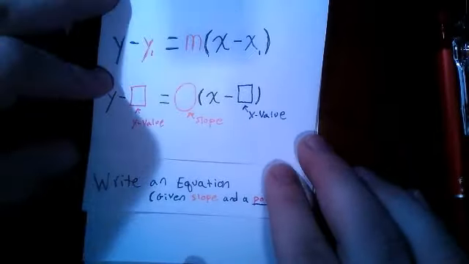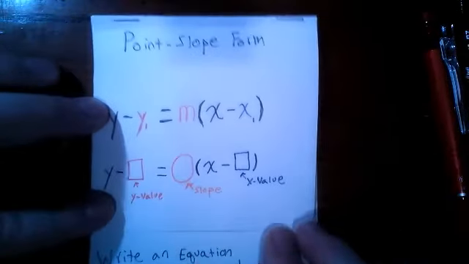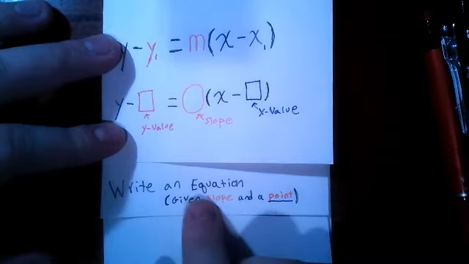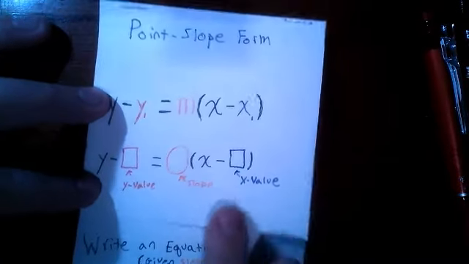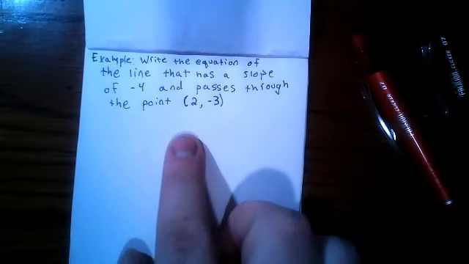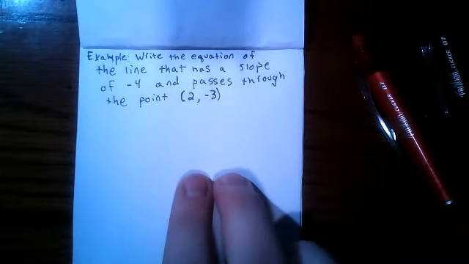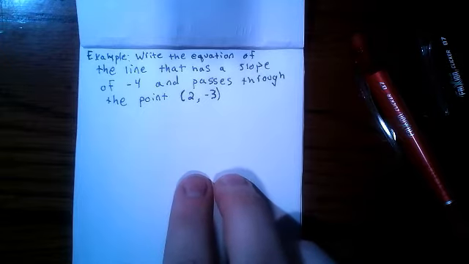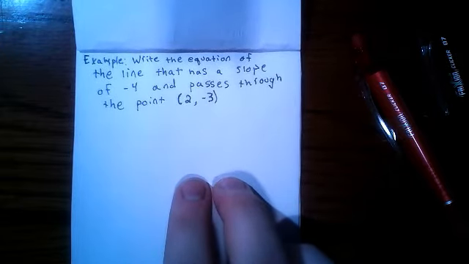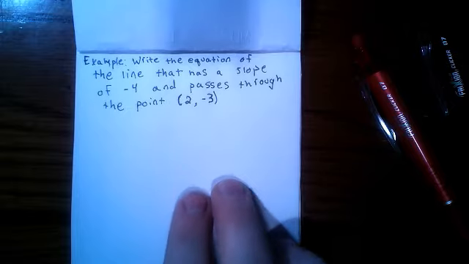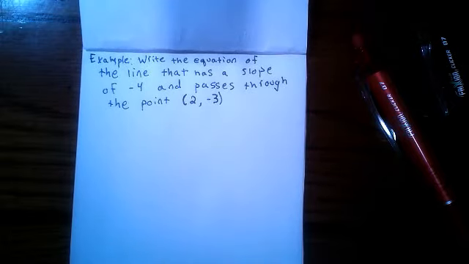In this video, we're going to go over how to use point-slope form when you're given the slope and a point. So you're going to lift up this cover, and here's our question right here. Write the equation of the line that has a slope of -4 and passes through the point (2, -3). You're not going to be asked in a question like this to use point-slope form. It doesn't say that anywhere in here. It just says write the equation of the line.